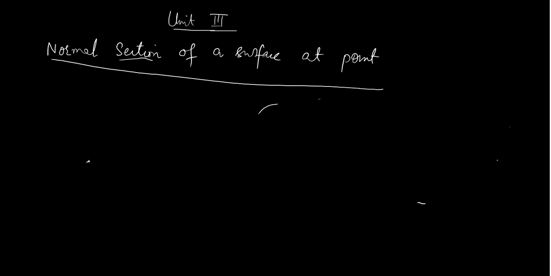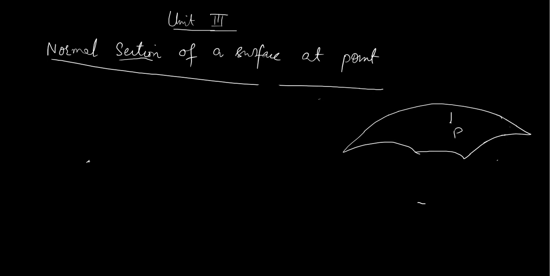A normal section is the section of a surface by a special plane. So I have a general surface, which I usually draw like this. I have a point P here, and for a regular surface I can think of the surface unit normal N, which is basically R sub u cross R sub v divided by its length, which is a unit vector at each point of a regular surface.